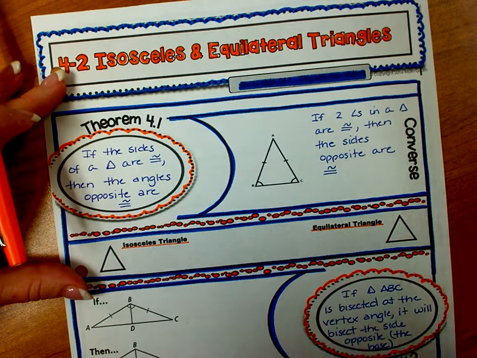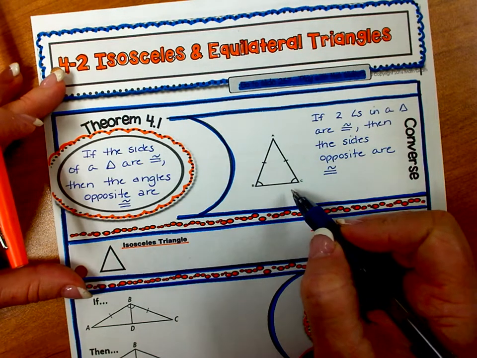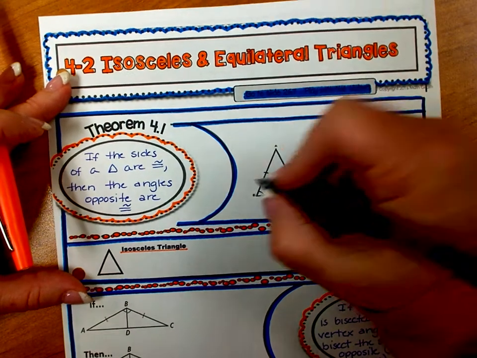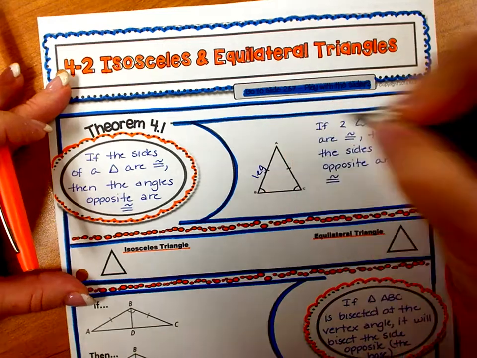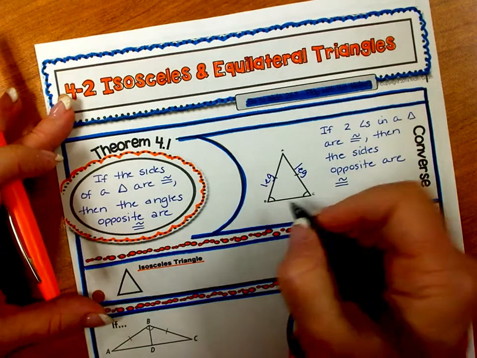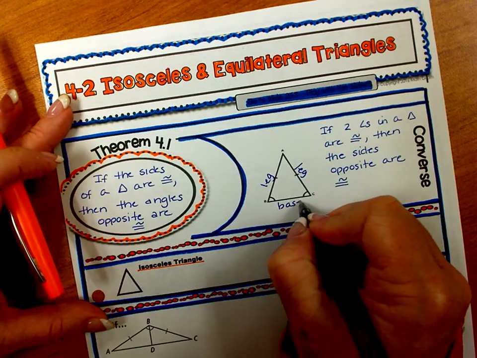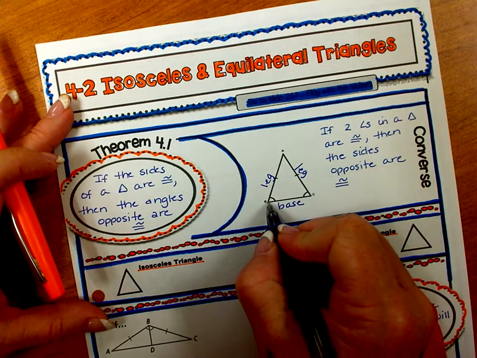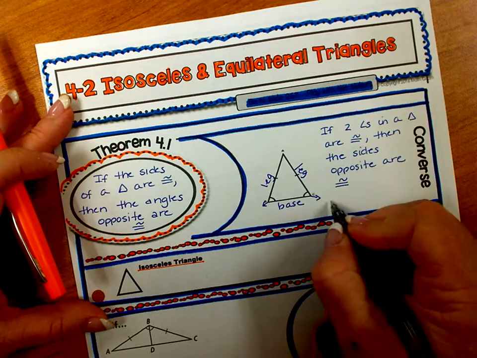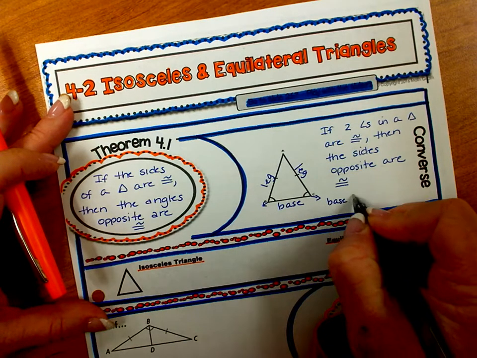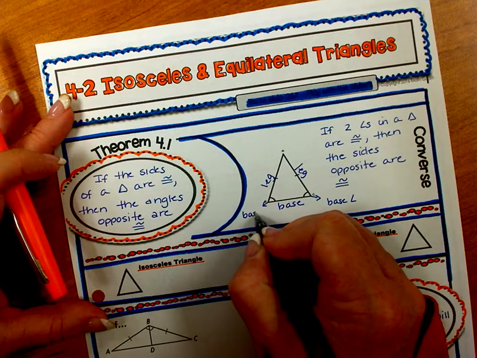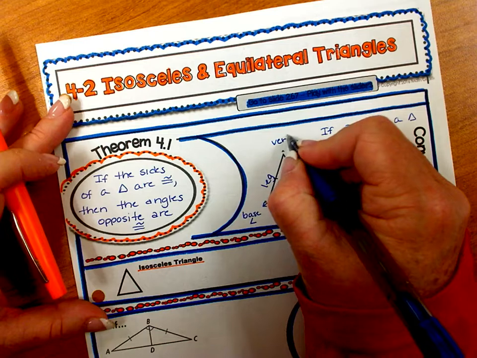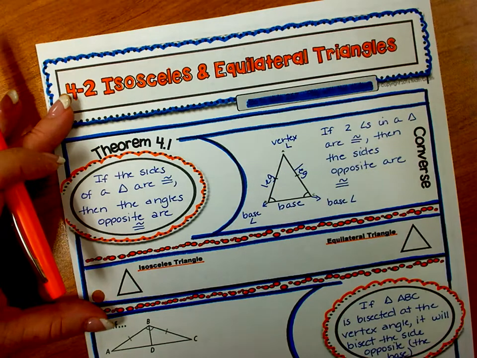So if we take a look at this triangle right here and we label it, these two sides right here are the sides or the legs, and then the third one is the base, and then the angles on each side of the base are called the base angles. And then the third angle is called the vertex angle.